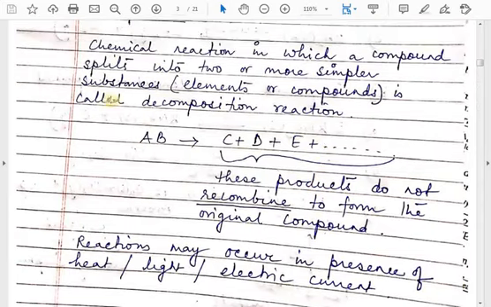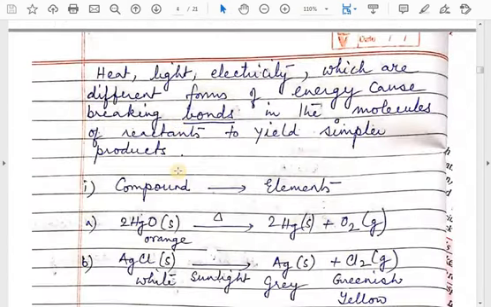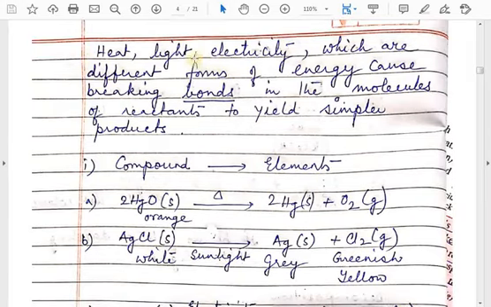Read this part very carefully that these products do not recombine, because in due course of time you will find there is a category of reaction where the products can recombine. So now this heat, light, electricity, these are different forms of energy. They cause the bond breaking in the molecules of reactants to yield simpler products. Now we will see about bonds in the next chapters of this class.